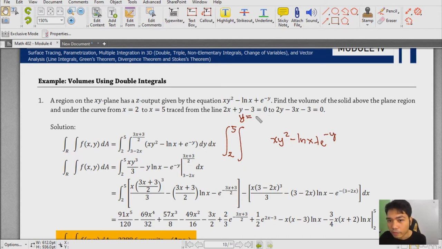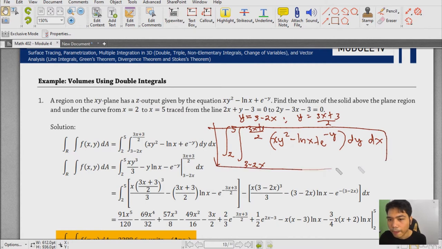So from that, this becomes 3 minus 2x. Okay? And then yung isa is y is equal to 3x plus 3 divided by 2. So therefore, the limits would be 3 minus 2x and then 3x plus 3 over 2. And then this becomes, ano ba yung una natin? That is dy and then finally dx. So this is the construction of this volume and then just integrate in that case.